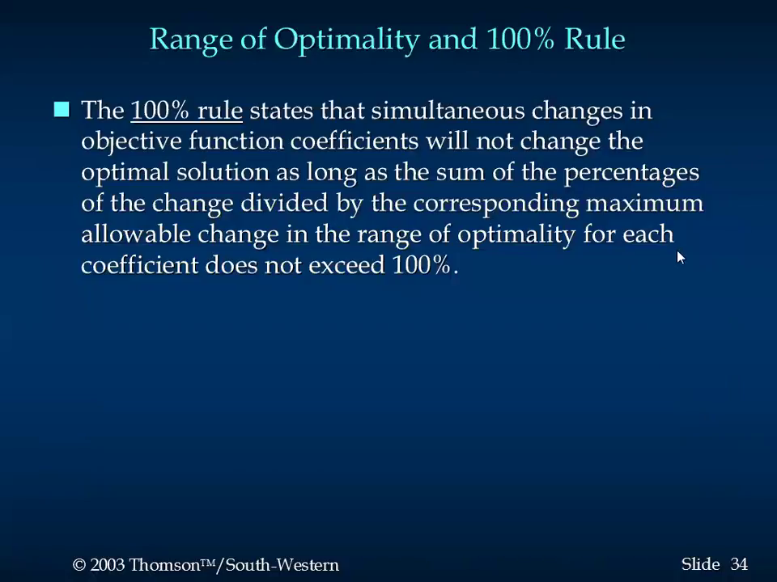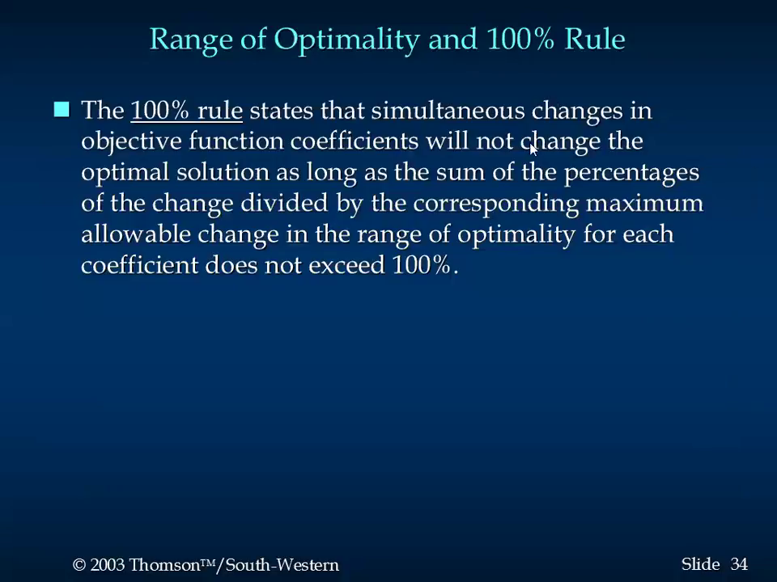Okay. So when we have simultaneous changes, we need to use the 100% rule. What this means is, those coefficient ranges were for single changes. That is, changing only the profitability of the deluxe model or changing only the profitability of the professional model. But suppose both profitabilities change. In that case, we need to use the 100% rule. Of course, if we have the model available, we can directly do it and see. But this is using the sensitivity report.